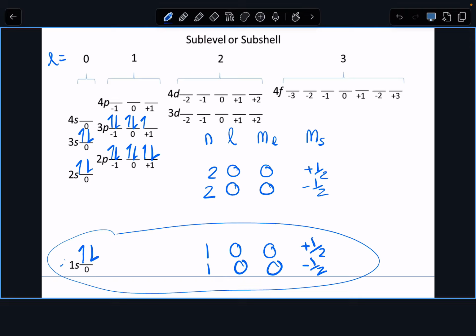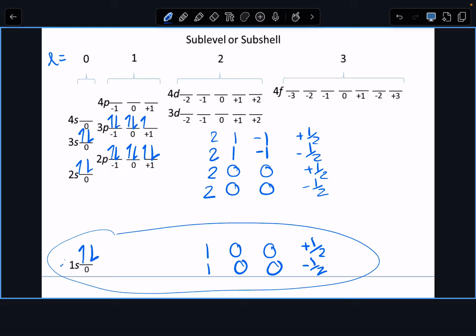Let me go one step further to the 2p's. I'm not going to do all of these. If I step up to the 2p's, n equals 2, but L is now 1. And M sub L, it doesn't matter which ones we talk about first. The traditional way is we start with the negative. So we would say this is -1, but we have 2 electrons in that orbital. How do we differentiate the 2 electrons? We say one has a positive 1/2 spin, one has a negative 1/2 spin.